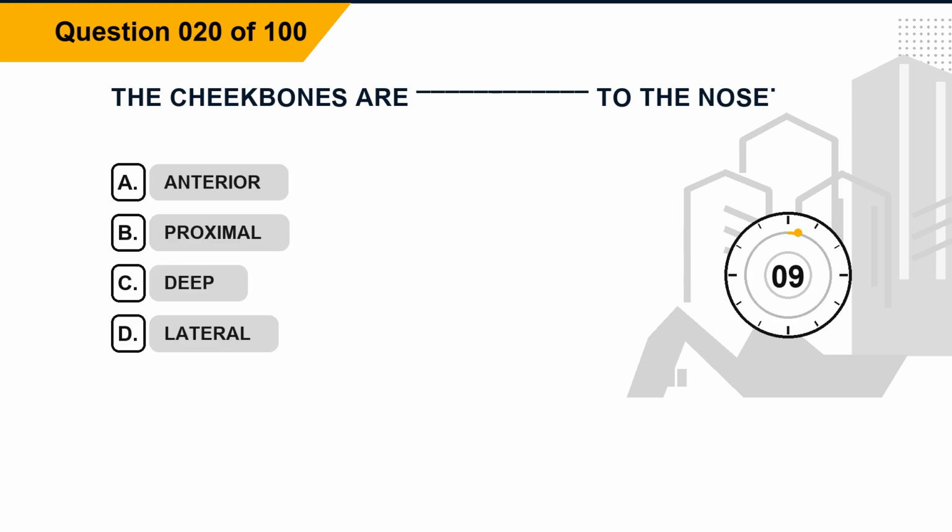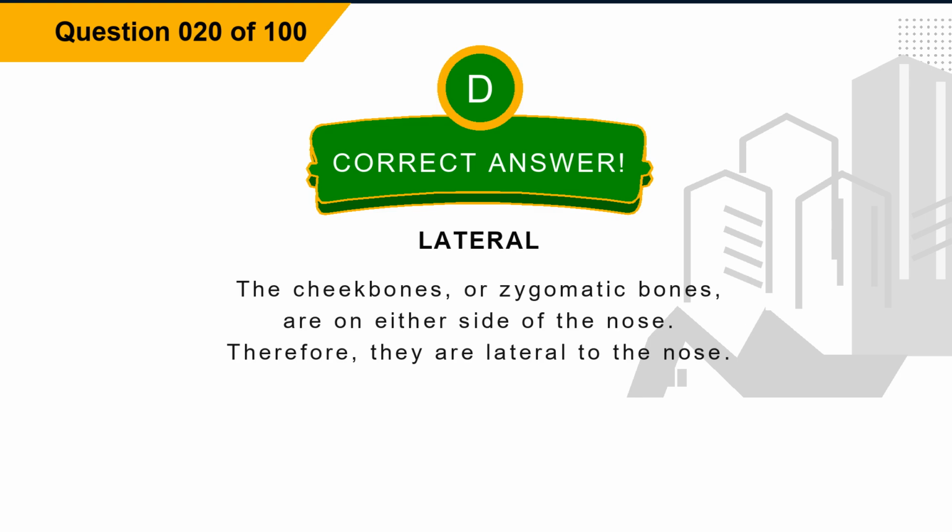Question 20. The cheekbones are blank to the nose. Option A, anterior. Option B, proximal. Option C, deep. Option D, lateral. The correct answer is option D, lateral. Explanation: the cheekbones, or zygomatic bones, are on either side of the nose. Therefore, they are lateral to the nose.